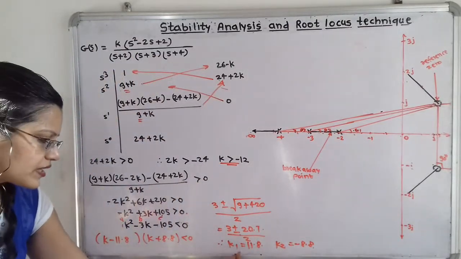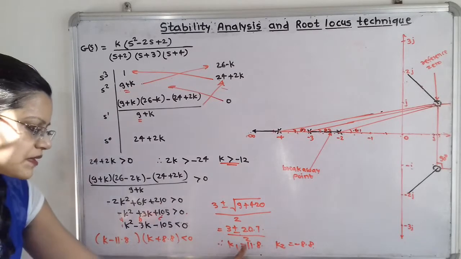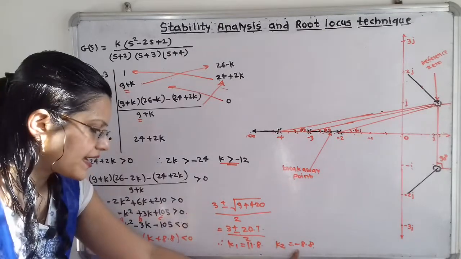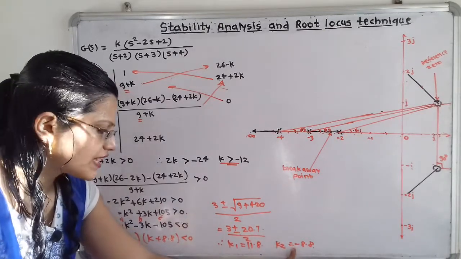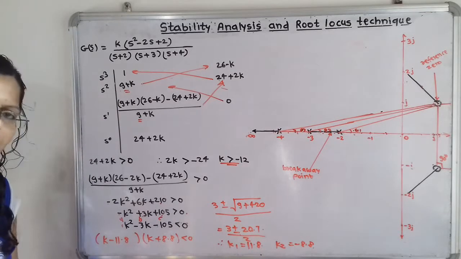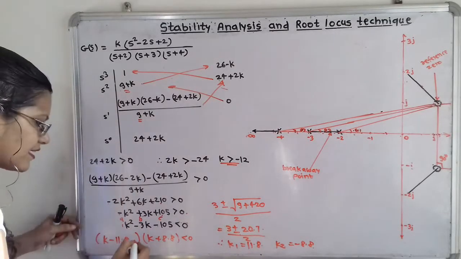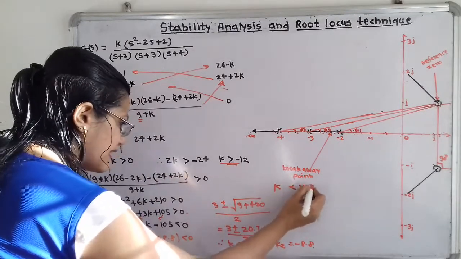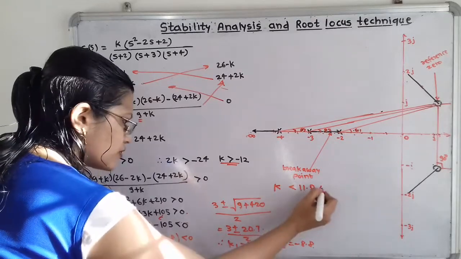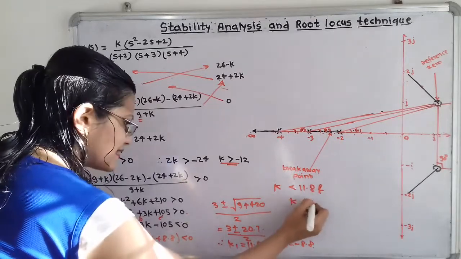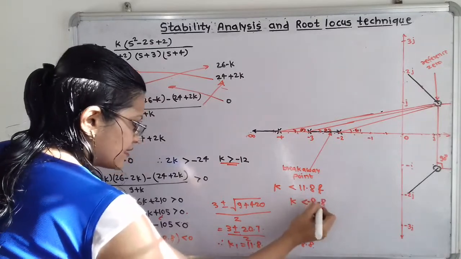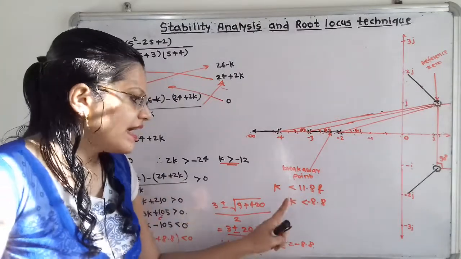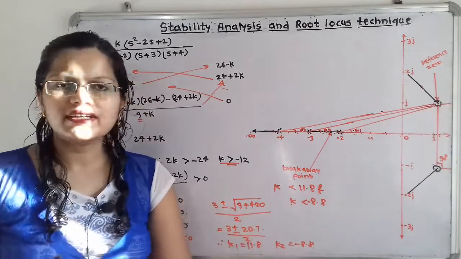When I take 11.8, that is k, this plus sign will become minus, so in the first bracket k minus 11.8, and in the second bracket k minus minus will become plus, that is k plus 8.8, and we have to write here less than 0. So we can say that k is less than 11.8 and k is less than −8.8. So these are the two values, that is we have to take k less than 11.8 and k less than −8.8.